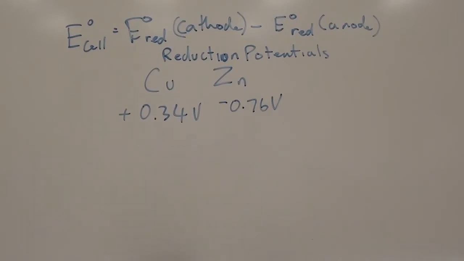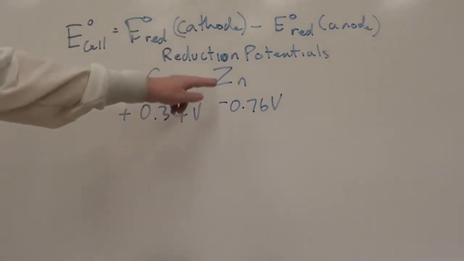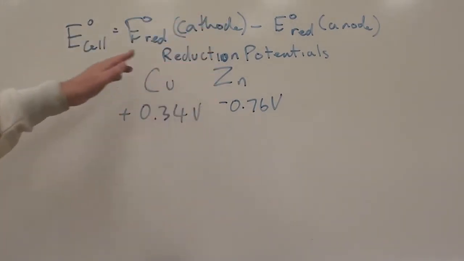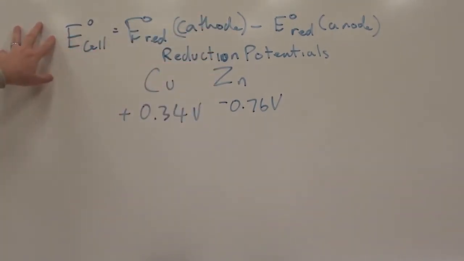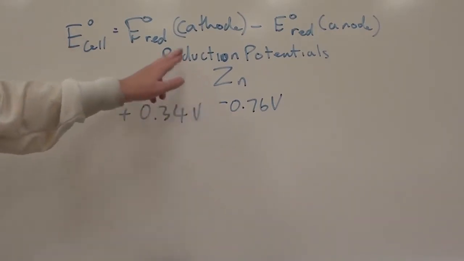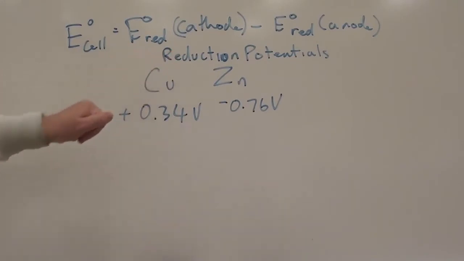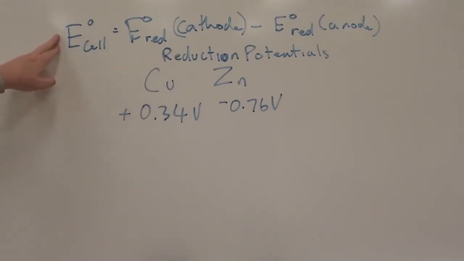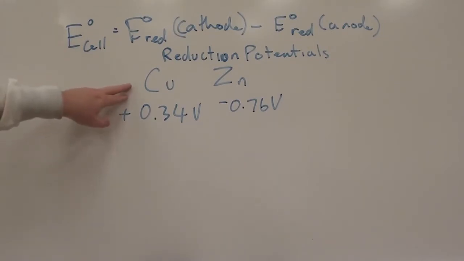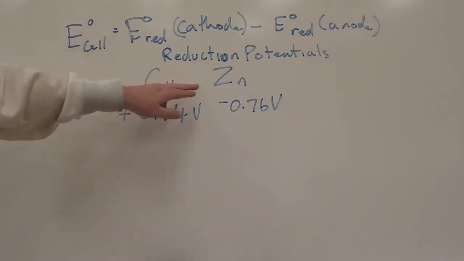Using this equation, we need to determine which combination will allow us to get a positive E naught cell value. As you can see here, if we make the copper the cathode, that's going to be plus 0.34 and then minus 0.76, which is going to clearly result in a positive value for E naught cell. If I switch this around and make zinc the cathode and copper the anode, then this value will clearly be negative. So that's telling us that copper has to be the cathode and zinc has to be the anode.